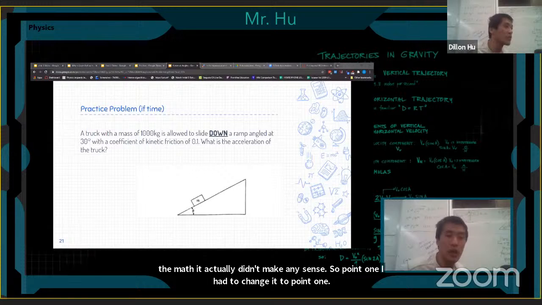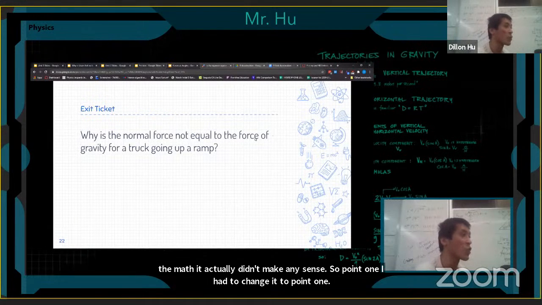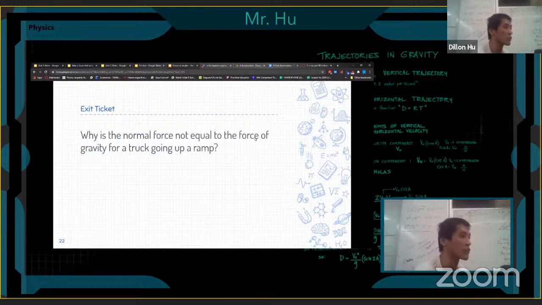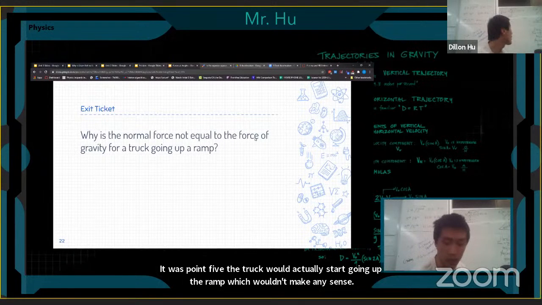Otherwise, there's going to be a quick exit ticket. So I just want you to quickly answer: why is the normal force not equal to the force of gravity for a truck going up a ramp? Just quickly answer that, and then that'll be it for today.